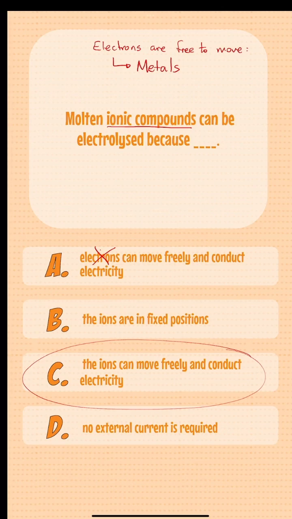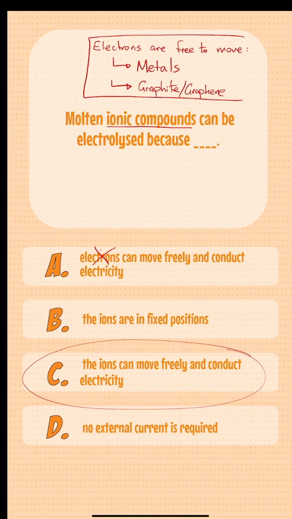Giant molecular structure is giant covalent structure. There's one giant covalent structure in particular that conducts electricity, or actually two. Does anyone know the name? It's one of the allotropes of carbon. Yep, it's graphite. So graphite and graphene have free moving electrons. That's why they conduct electricity.